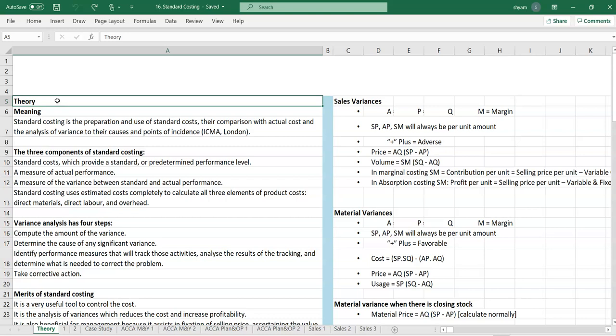It requires a lot of theory to understand the concept, and we also require a lot of problems to understand the concept. So first, we'll start with the theory, and we'll fully go through it, and thereafter we'll go through what the variances are.